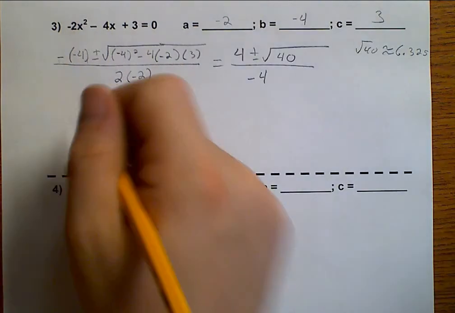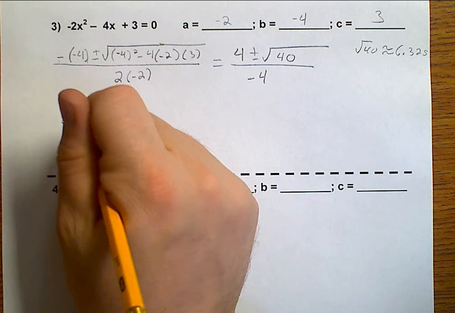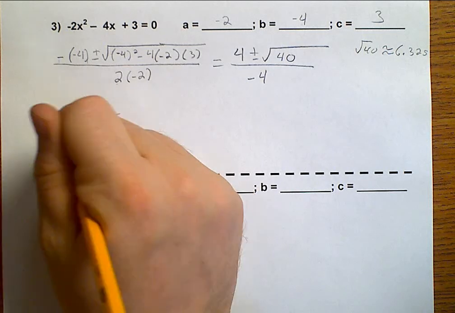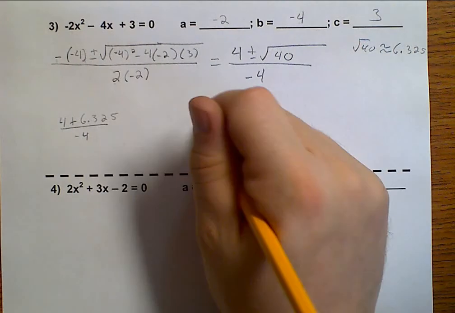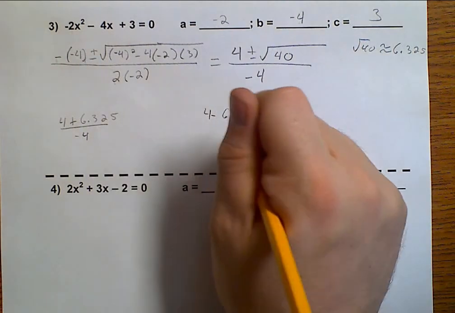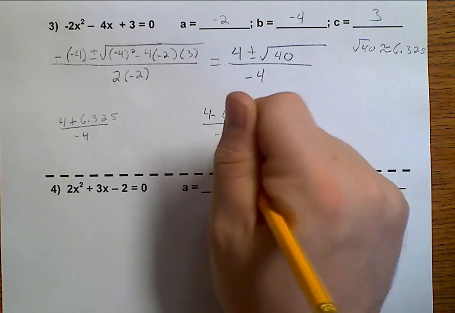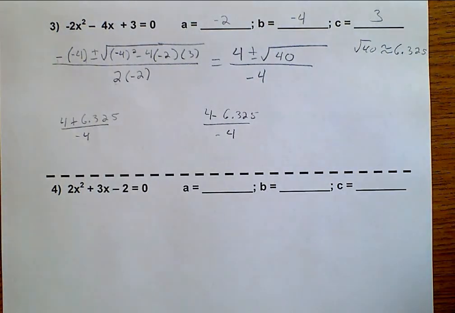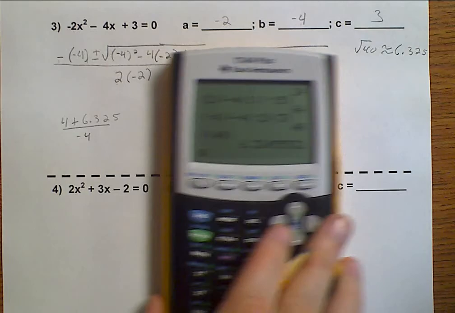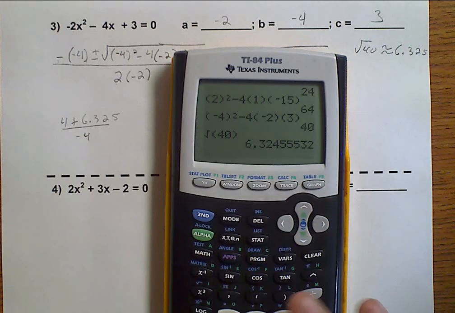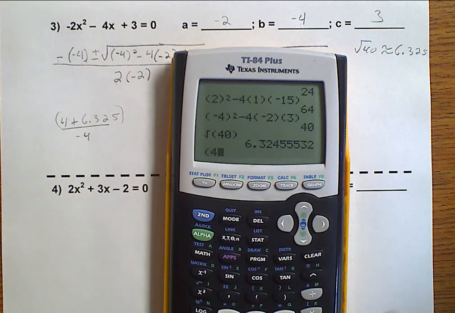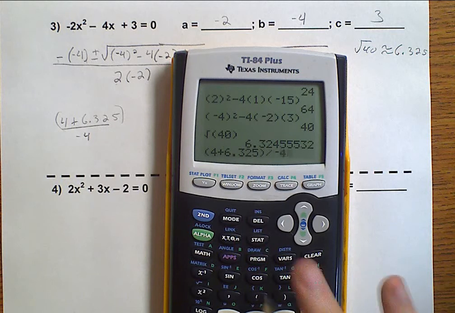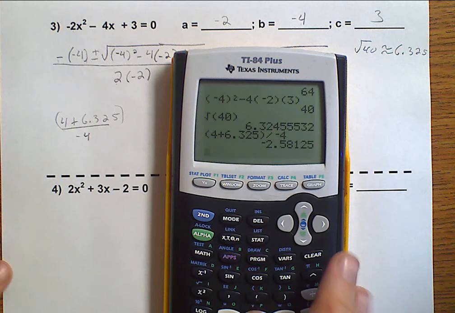So now I have 4 plus 6.325 all over negative 4, and 4 minus 6.325 all over negative 4. Well, I'm going to go ahead and put these in the calculator as well. I'm going to put my tops in parentheses because I want to make sure that happens first. 4 plus 6.325 over negative 4 gives me negative 2.581.